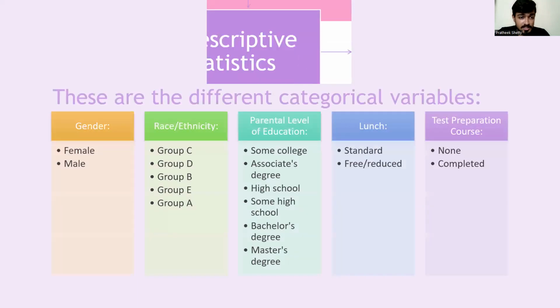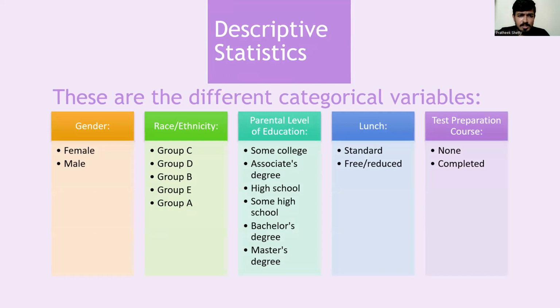Descriptive statistics. In these columns, in race or ethnicity, group A, group B, group C, group D, group E. In parental level of education, there was some college, associate's degree, high school, some high school, bachelor's degree, and master's degree. In lunch type, there was standard and free or reduced. In test preparation course, there was none and completed.